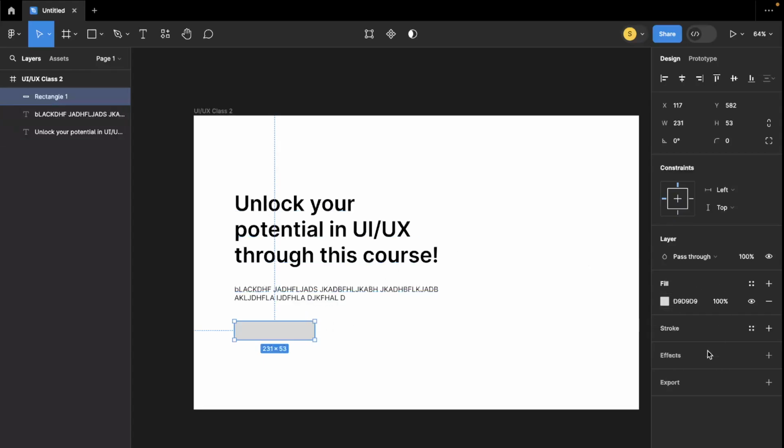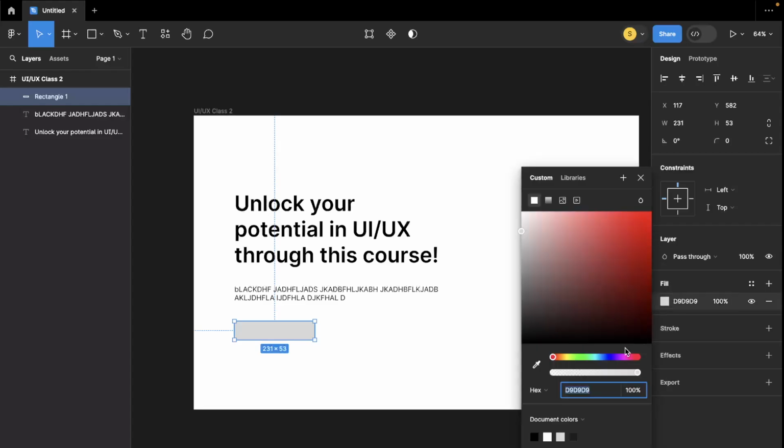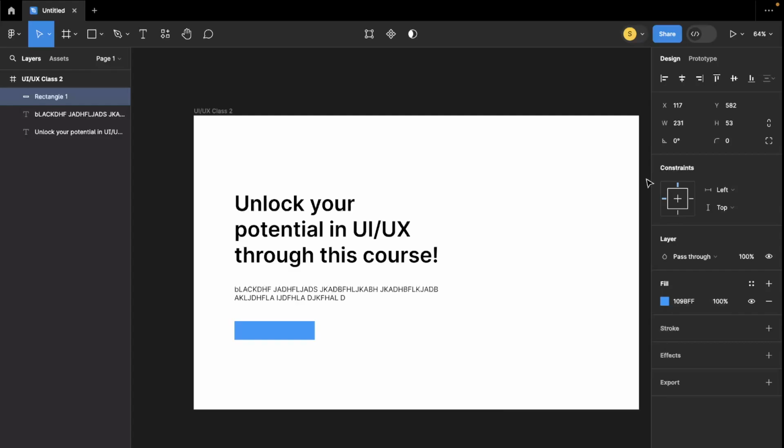So now go to this part. We have selected it. Go to this part. You can see this fill button, right? Fill. Click it and you can select anything from here. I'm going with this blue.